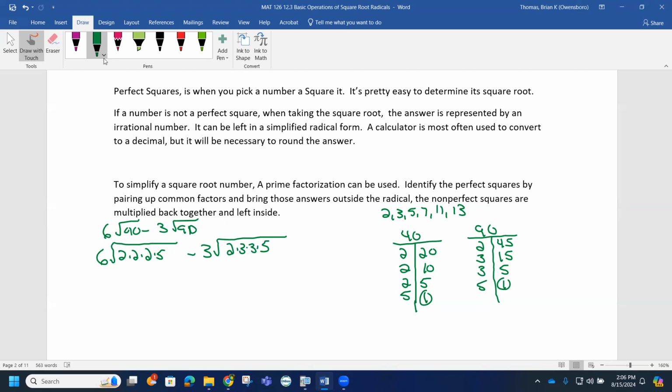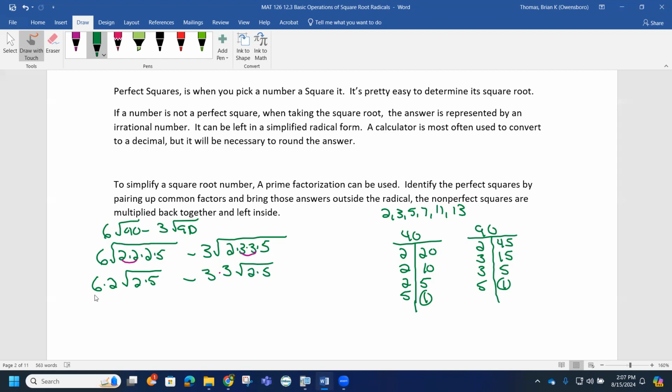Now to simplify the radical, we pair up to make perfect squares. For every pair of 2's, we bring out one 2. So the 6 stays out there, and that pair of 2's brings out one 2, and we're left with 2 times 5 on the inside. Over here, the 3 is already out there, but notice there is a pair of 3's. For every pair of 3's, that makes a perfect square, so that comes out as a 3, and that leaves me with 2 times 5.